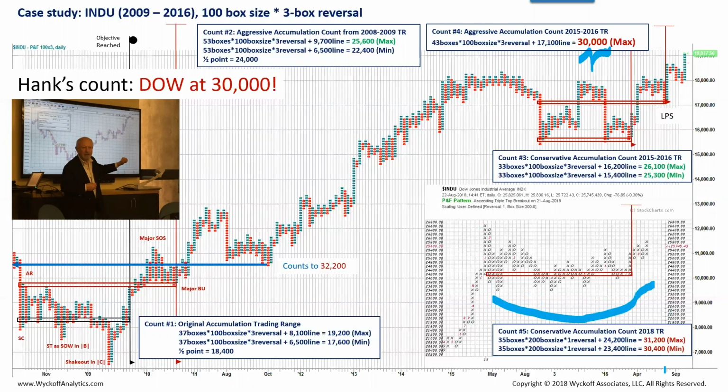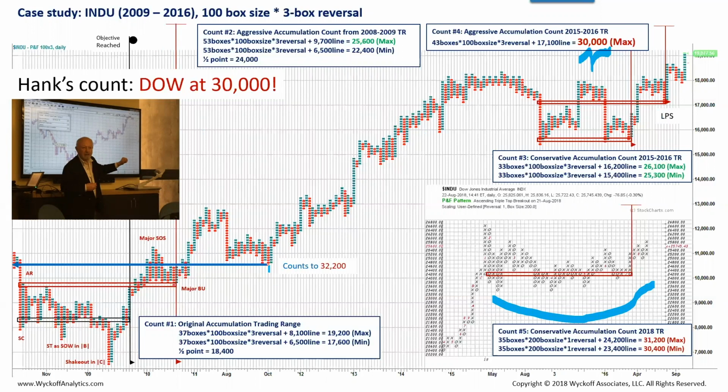This whole count counted up to 30,400 to 31,200. So we know now that we've gotten very, very close to that 30,000 count. And so this was a great addition and also established that there was fuel in the tank for a much larger move than the base count that took the market up to around 19,200.